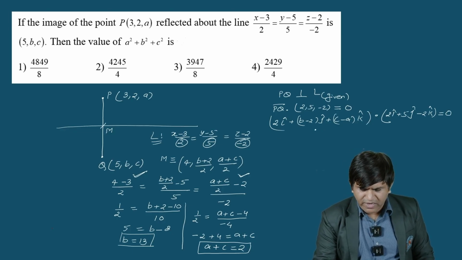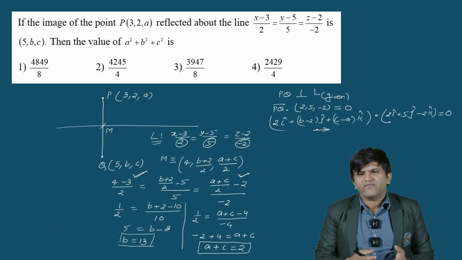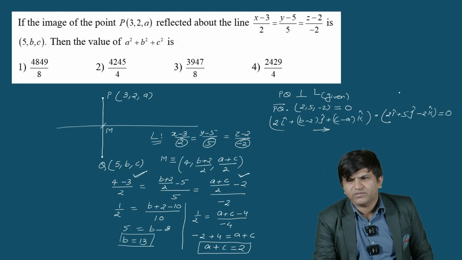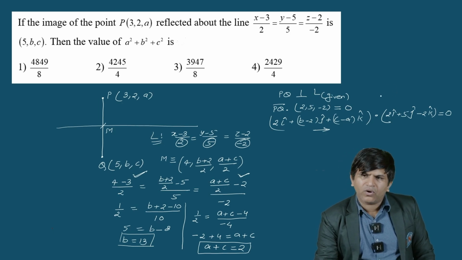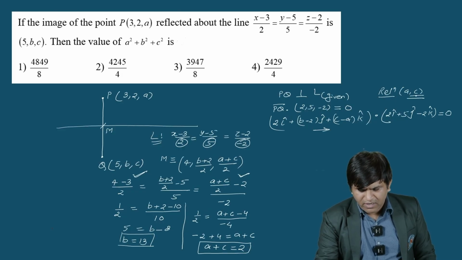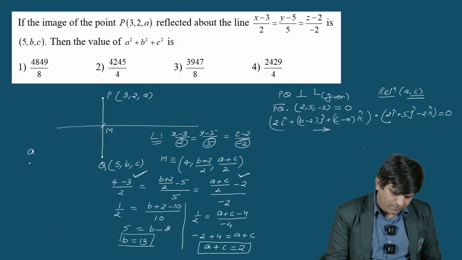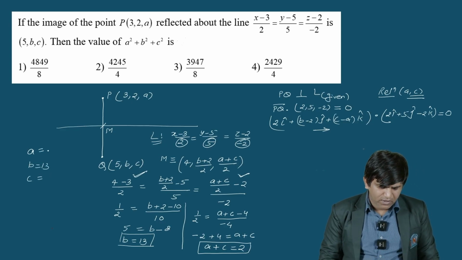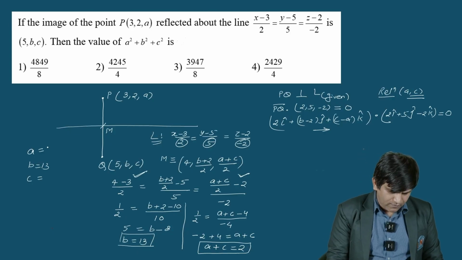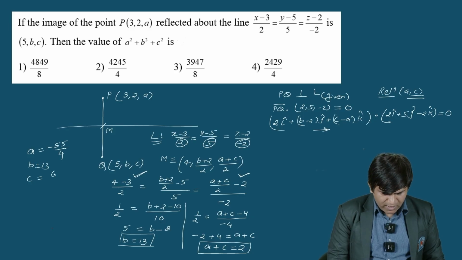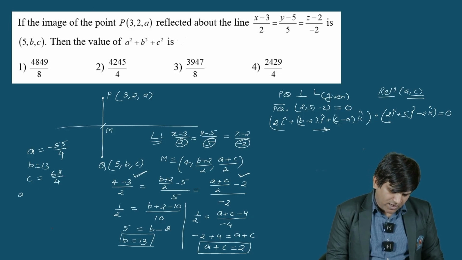If we solve this, we will get a relation, where the value of B we already have, 13. So from here we get another relation in A and C, and after solving, with B as 13, we can find A and C. So the A value we get is minus 55 by 4, and the C value is 63 by 4, and they are asking for A square plus B square plus C square.